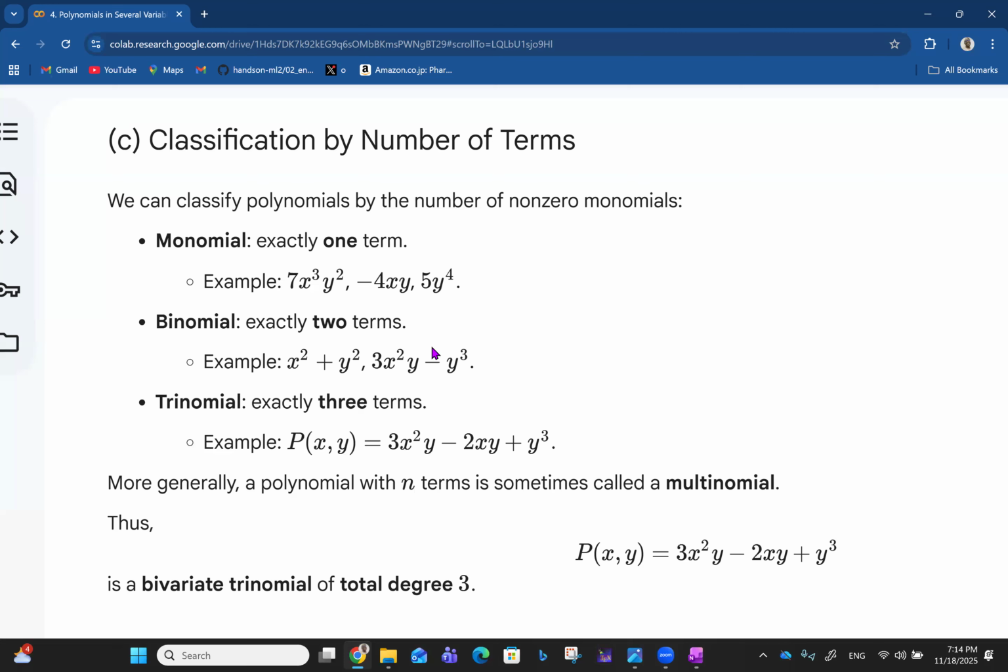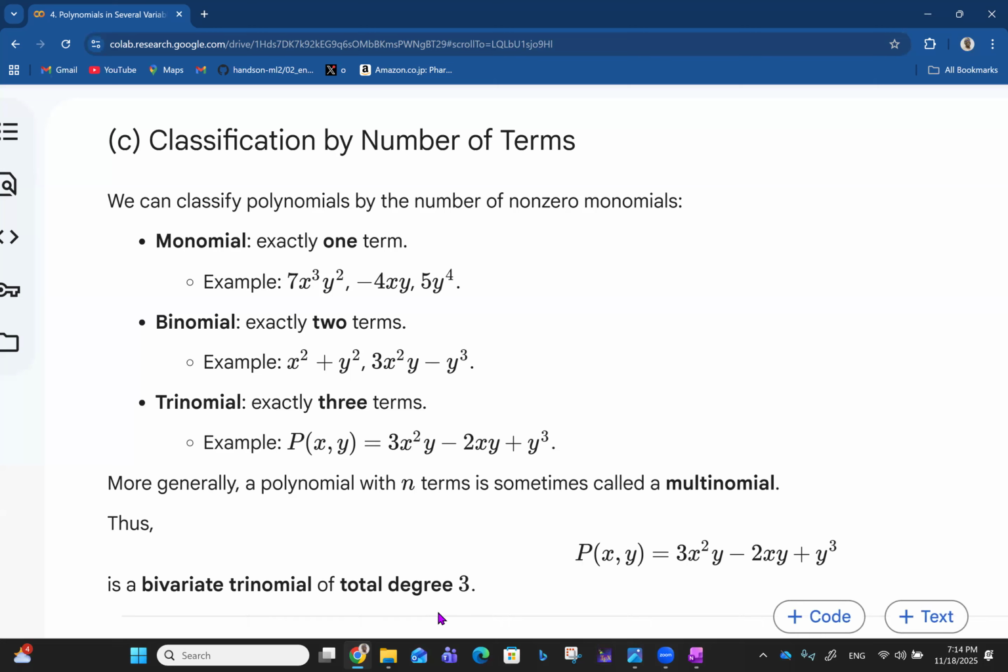Then you have a trinomial. The idea of a binomial is that you always want to look at it in two parts. A trinomial has exactly three terms. So p of x comma y equals 3x squared y minus 2xy plus y cubed. More generally, a polynomial with n terms is sometimes called a multinomial, or simply a polynomial. Thus, p of x comma y equals 3x squared y minus 2xy plus y cubed is bivariate, it has two variables, and it's a trinomial.